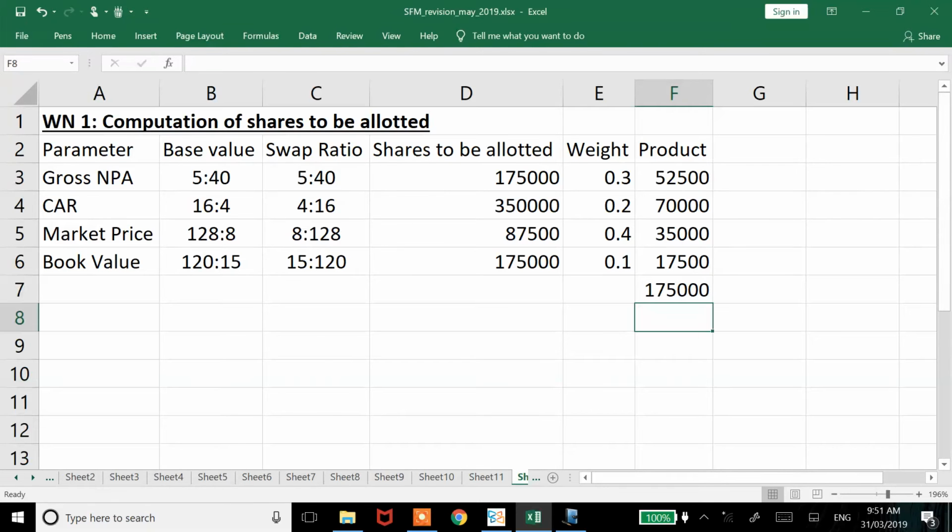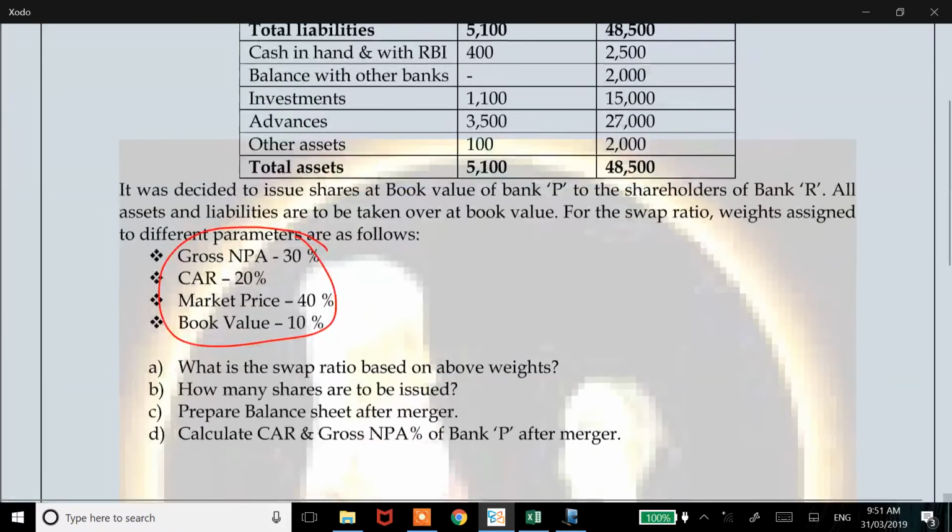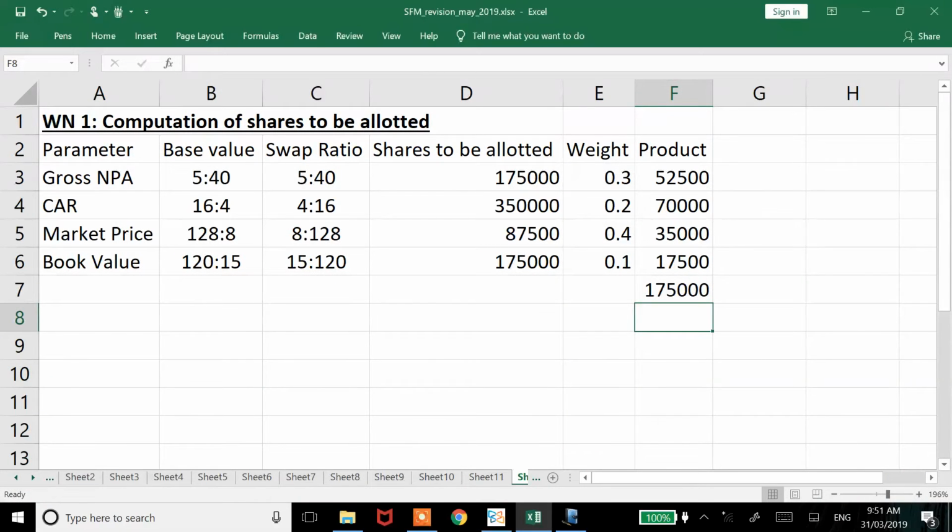Any doubts on this? Part 1 and part 2 is done. How many shares are to be issued? So we have already calculated that, and based on that we have done the swap ratio. Any doubts on this?